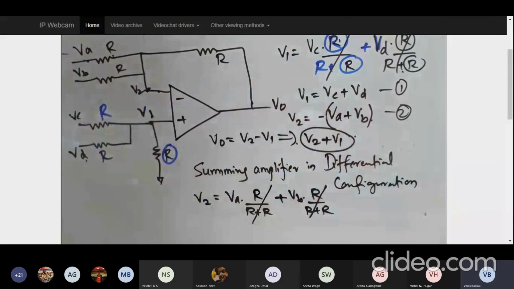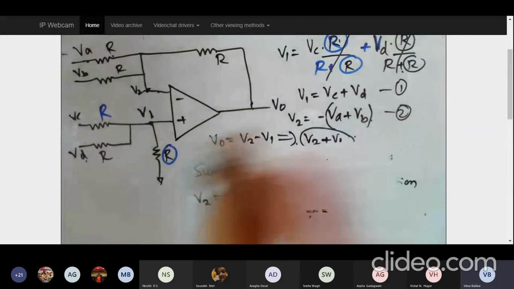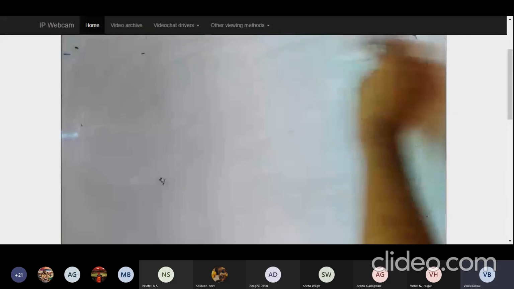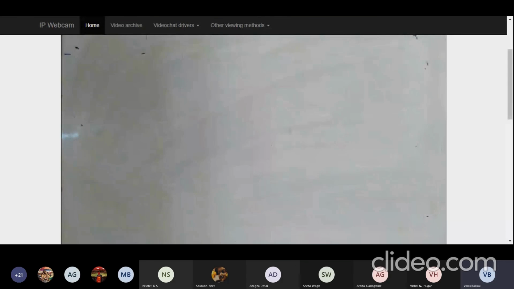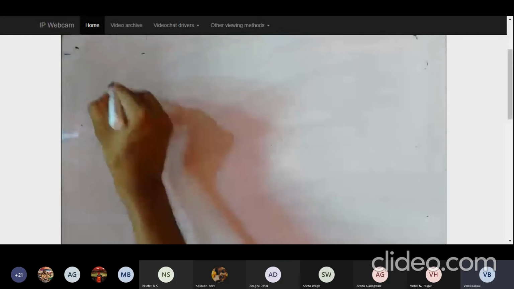So this is how the differential configuration also will provide you the outcome in terms of summation, in terms of a summing amplifier. So that's about the different applications of all the three configurations. So inverting, I'll be using as a summing amplifier, non-inverting also as a summing amplifier, and even in the differential configuration also I'll be using the summing amplifier. But in the non-inverting and inverting configuration I will not be using the subtraction or a subtractor. So that subtractor will be used only in the differential configuration.